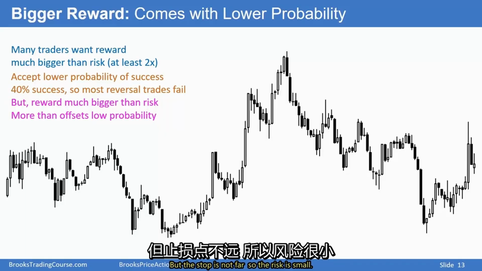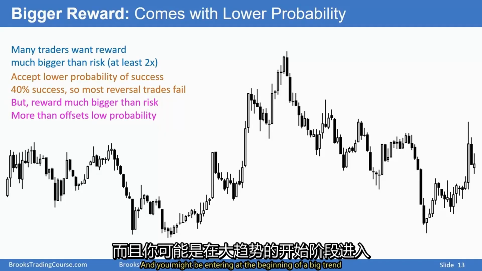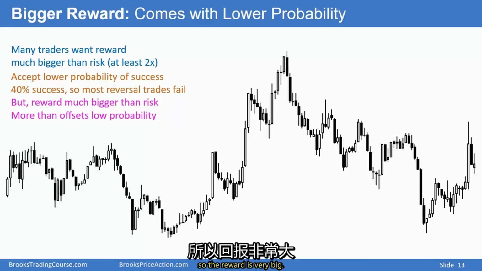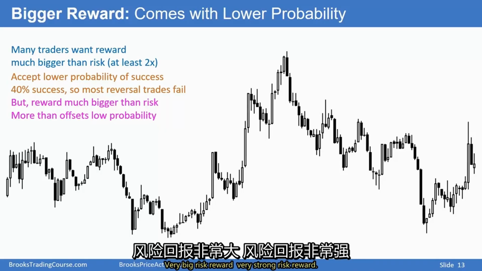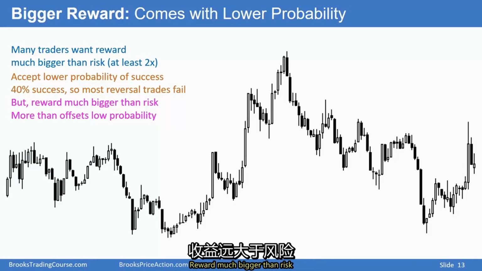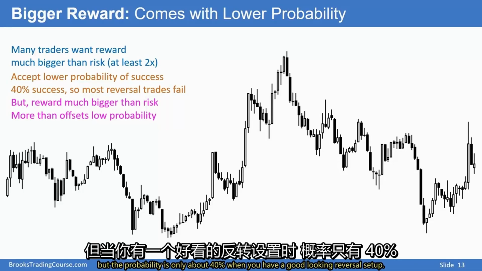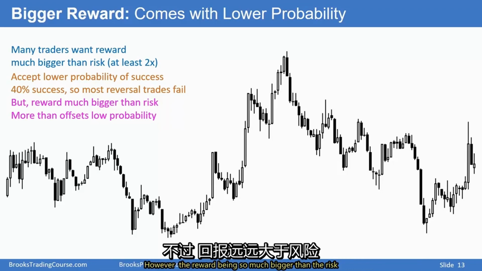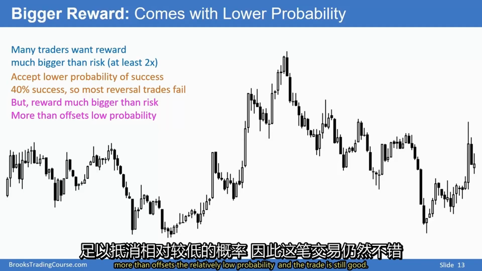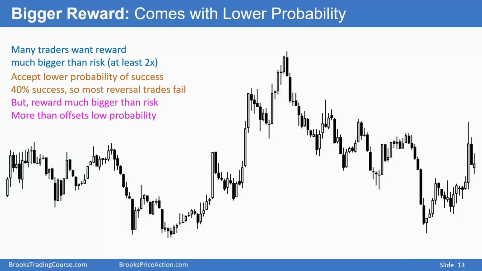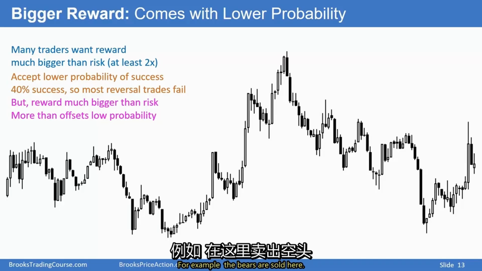Reversal trades in general are low probability trades, but the stop is not far, so the risk is small. And you might be entering at the beginning of a big trend, so the reward is very big. Very strong risk-reward. Reward much bigger than risk. But the probability is only about 40% when you have a good-looking reversal setup. However, the reward being so much bigger than the risk more than offsets the relatively low probability, and the trade is still good.